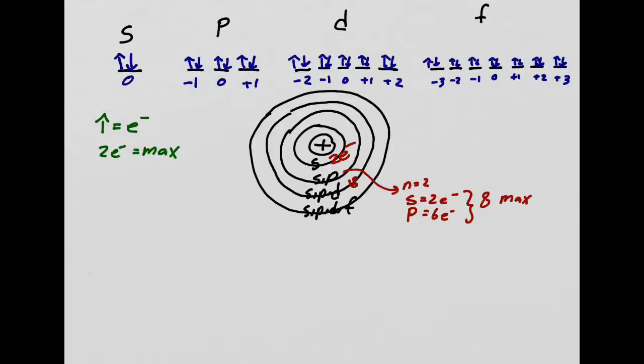What would the max be down here? Remember, here, 2 max for S, 6 max for P, 10 max for D, and 14 max for F. So what we get is 32 max electrons. Okay. Alright, that explains our quantum numbers.